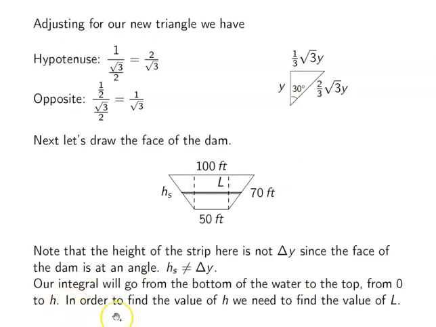All right. So in order to find the value of H, the depth of the water, I need to find the value of L, the length of the face of the dam. So I'm going to draw some reference triangles to find the length of the dam. This dam height is L, the length from the bottom to the top.